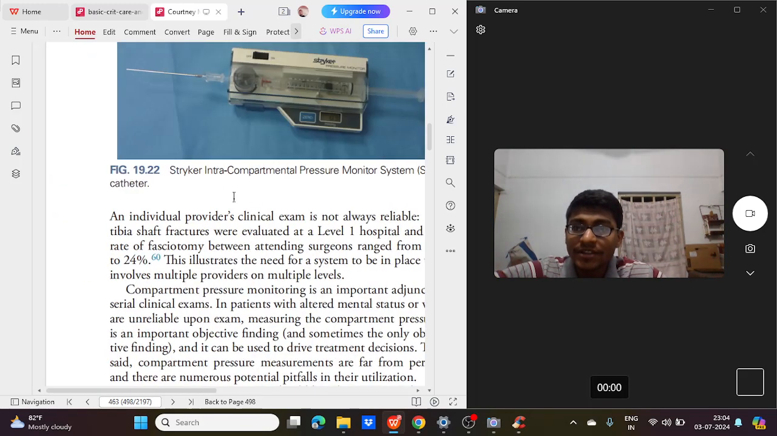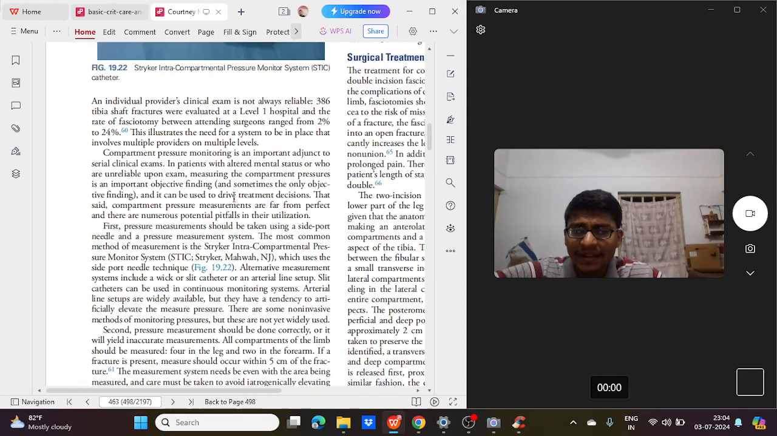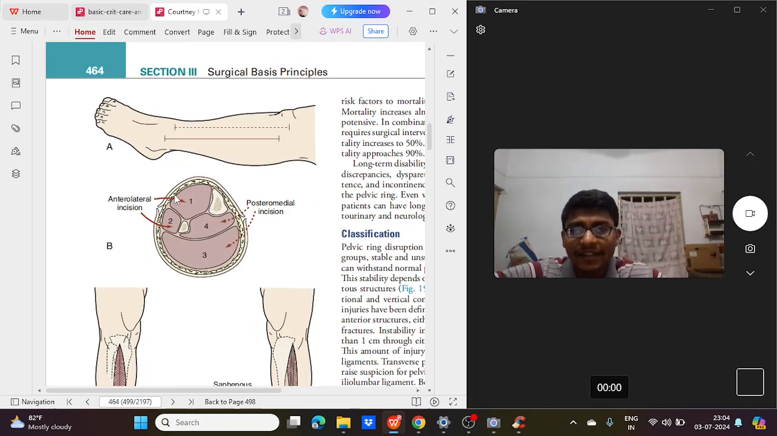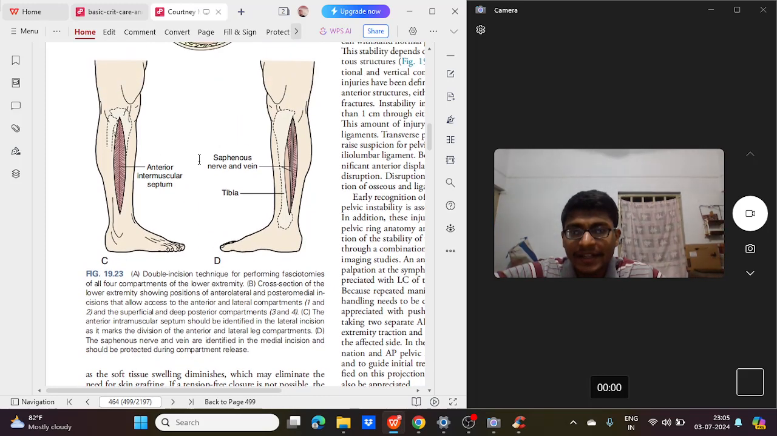So you can check the diagram, and this is the two incision technique, where we give an anterolateral incision and a posteromedial incision, and we open all the four compartments: anterior, lateral, deep posterior, and superficial posterior. And we'll take care that the saphenous nerve and the saphenous vein are protected in the case of the medial incision.